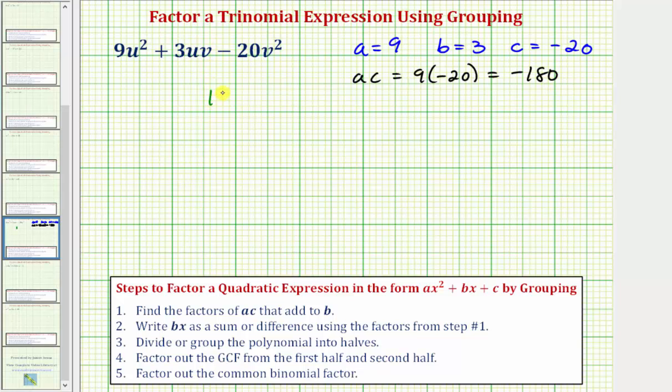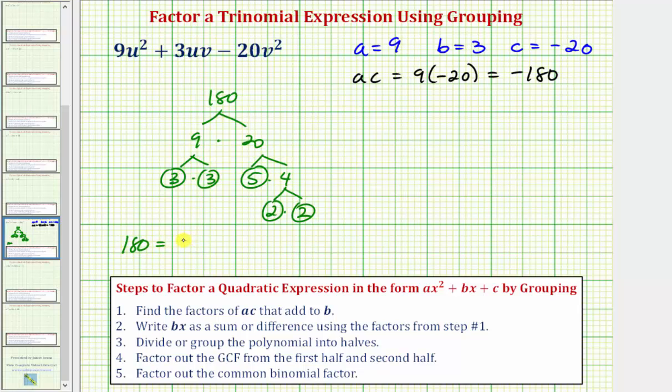So starting with 180, we could write this as 9 times 20. 9 is equal to 3 times 3. Both are prime. 20 is equal to 5 times 4. 5 is prime. And 4 is equal to 2 times 2. Both are prime. So now we know the prime factorization of 180 is equal to 2 factors of 2, 2 factors of 3, and a factor of 5.